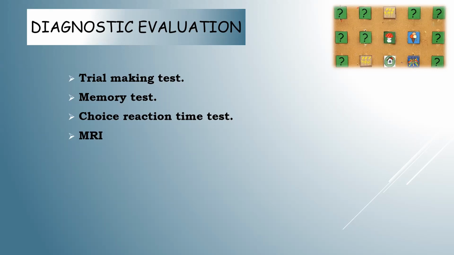Next, we have MRI, which means magnetic resonance imaging. It is a medical imaging technique used in radiology to form pictures of the anatomy and the physiological processes of the body. They use strong magnetic fields, gradients, and radio waves to generate images of the organs in the body.